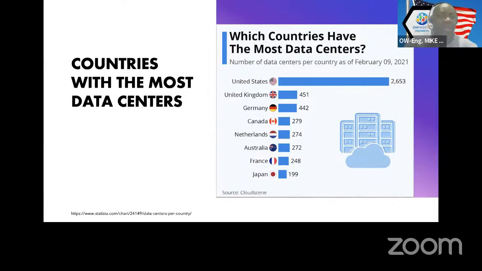Now, it says countries with the most data centers. We want to get that by their numbers. The first one is the United States with 2,653. Next is the UK with 451, Germany with 442, Canada with 279, Netherlands with 274, Australia with 272, France with 248, and Japan with 199. Next, Ms. Lynn, please.